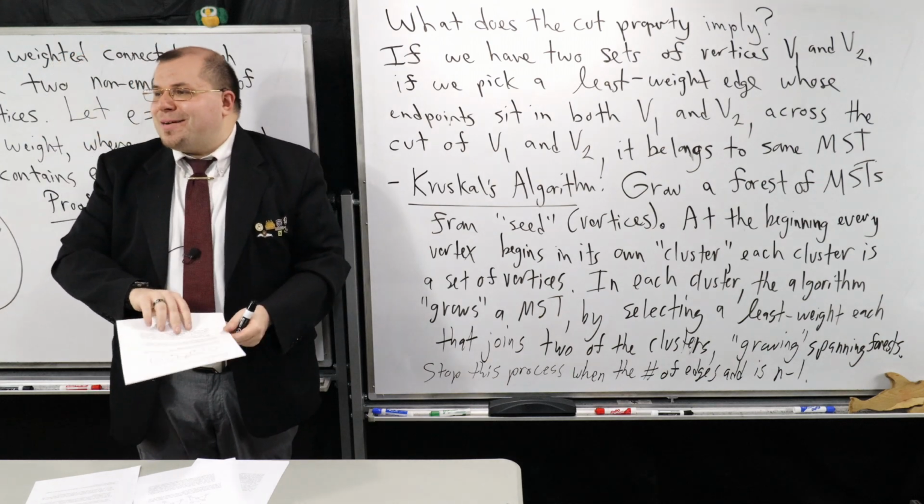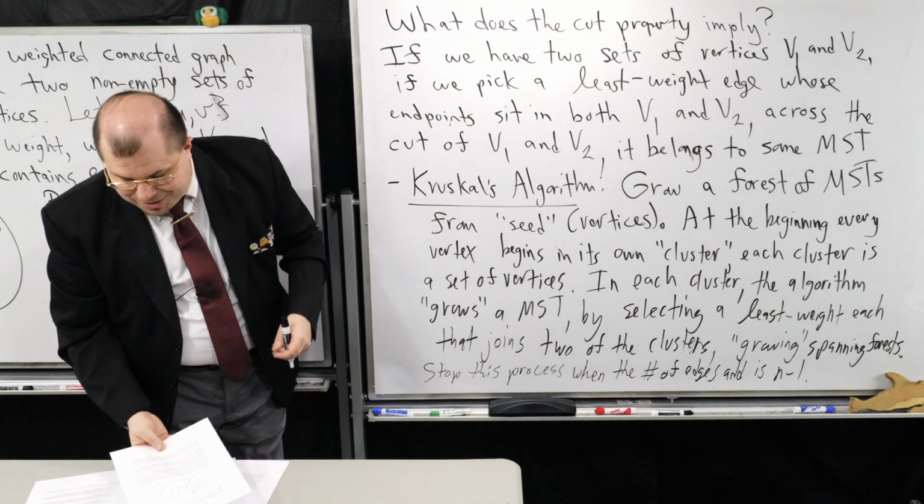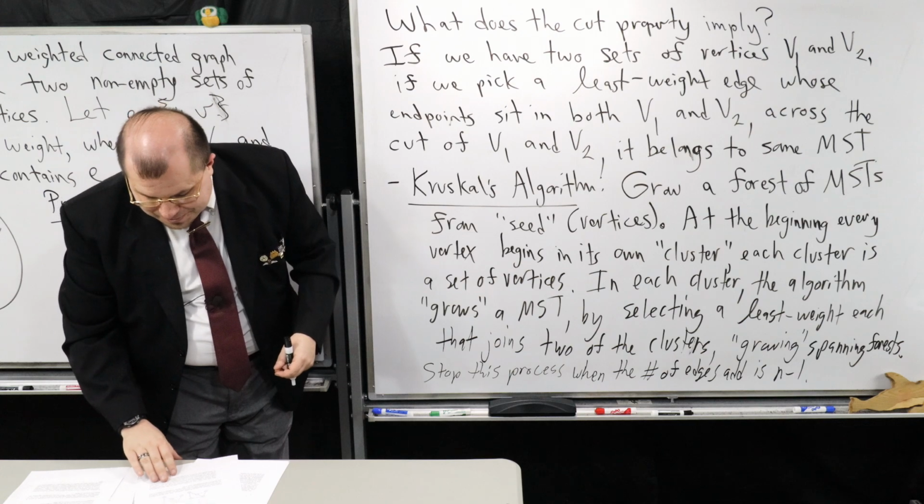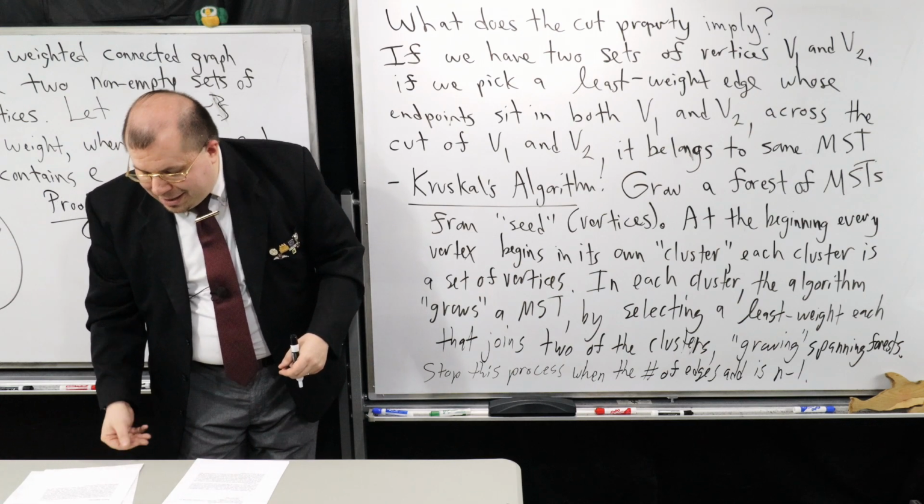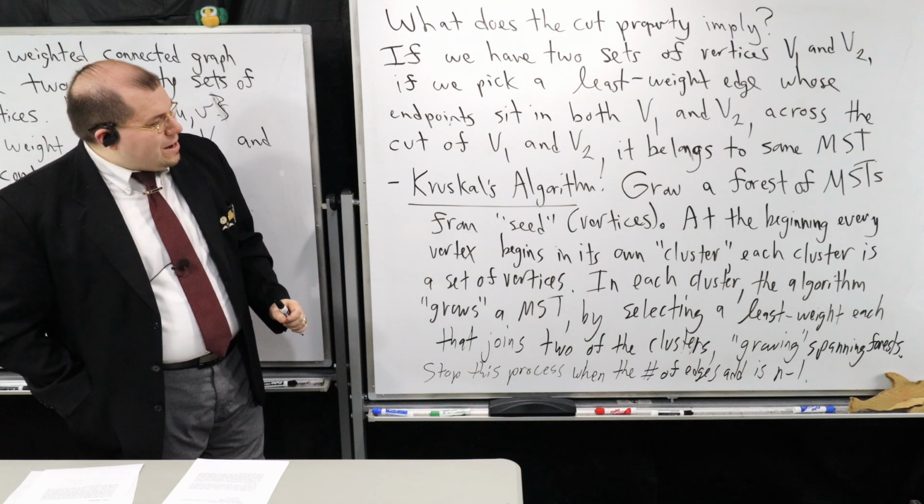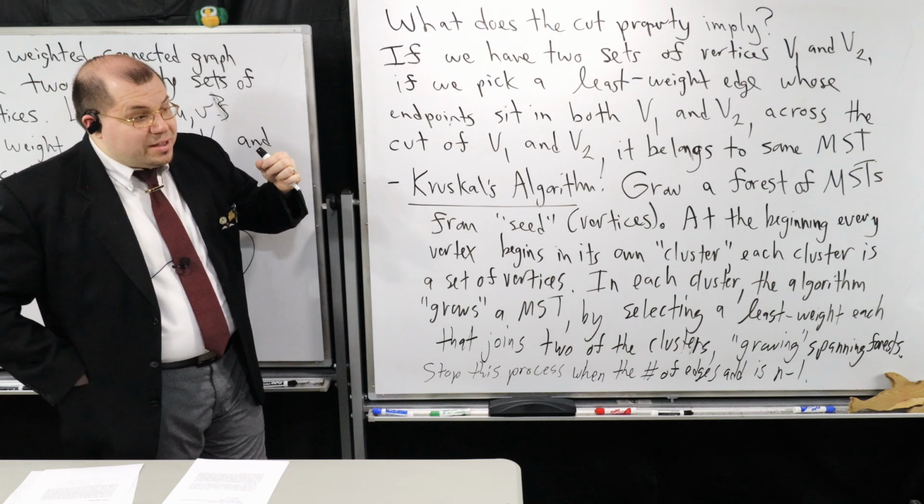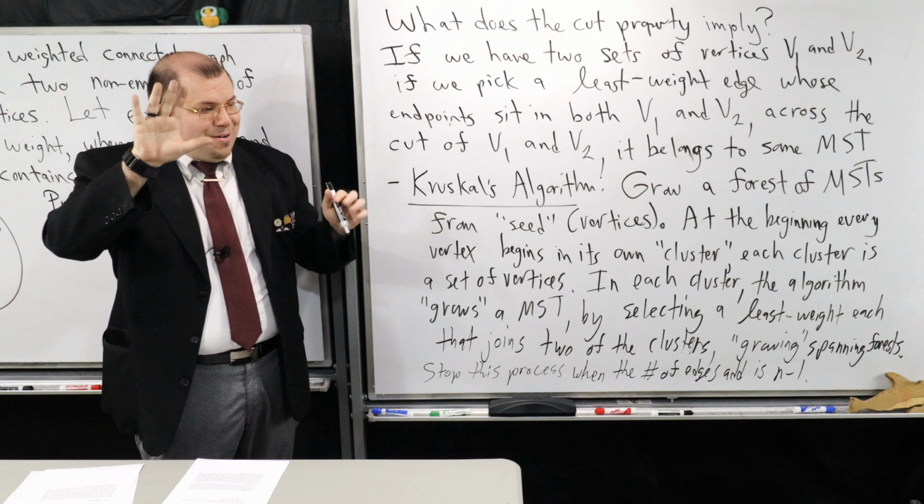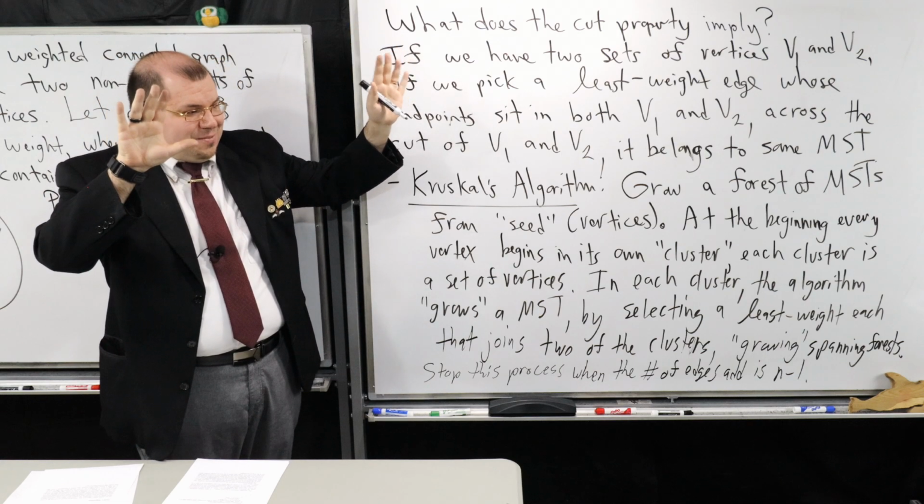So I put an example in the notes if you're curious about this process. I encourage you to take a look at it. Now, the other algorithm, so you might ask, Dan, what does this have to do with the cut property? Well, think of it. Each cluster, you can think of cluster 1 as V1 and another cluster as V2, so I have cluster 2.